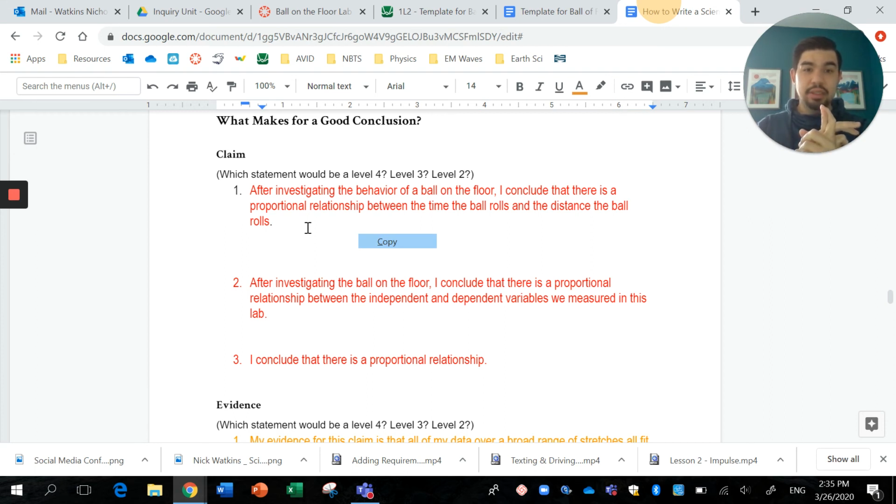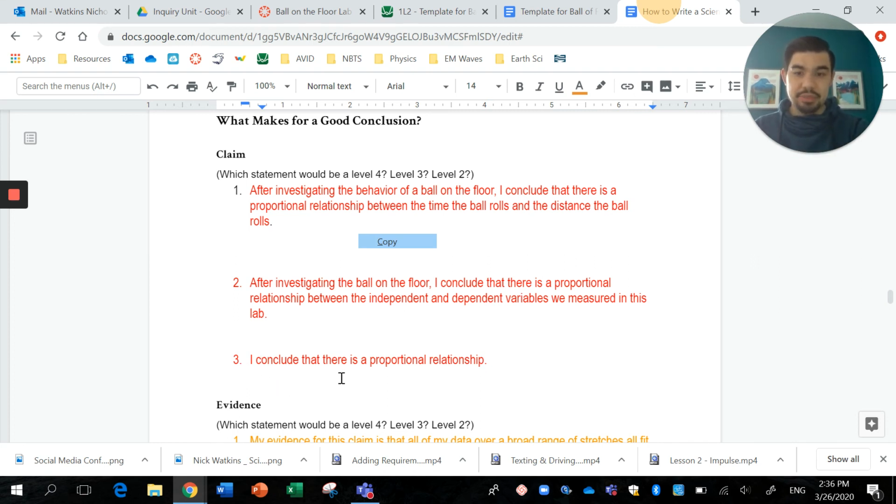Now you can see that this is different than our second statement, which is similar in length. It says, after investigating the ball on the floor, so we name the system, I conclude that there's a proportional relationship, so we name the relationship, between the independent and dependent variables in this lab. The one thing that went wrong with this statement is they did not mention what the independent and dependent variables are. So that's a difference between a level 4 response and a level 3 response.